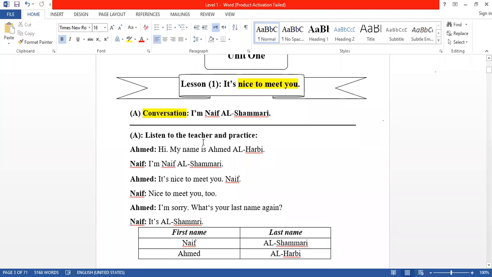To listen here means to pay attention to somebody that you can hear. And to practice here means to perform skills, like reading or speaking, regularly to improve proficiency in it. Now I'm going to read the conversation. Then I'm going to explain the meaning of the new words.